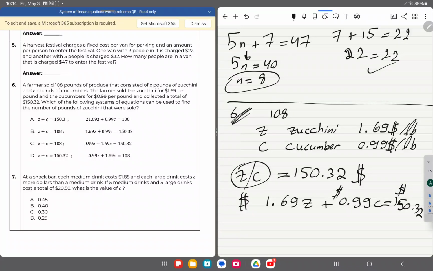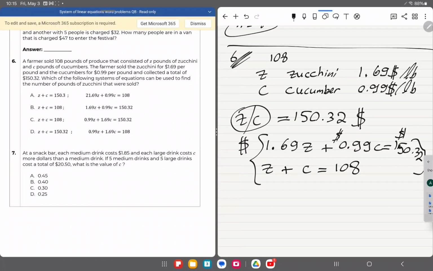Now, I want to calculate the pounds. So Z pounds. I don't know the number of pounds of zucchini, and they already told us Z is the pounds. I don't know how many pounds of zucchinis, and I don't know how many pounds of cucumber, so I'm going to end up with 108. So this is my system of two equations, two unknowns. Now, I need to solve this.